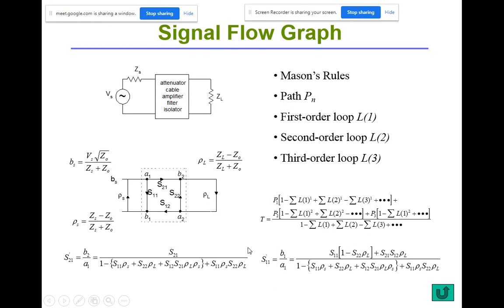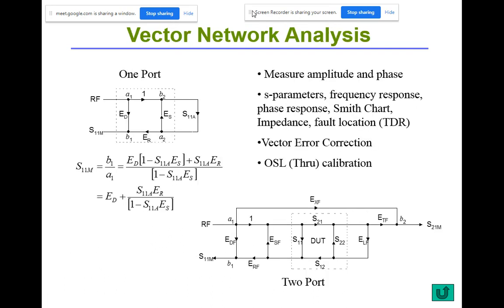Understand? It may look a bit complicated, but it is possible to write a program to do it. Any question? This is one example where we use this signal flow graph to do something useful.